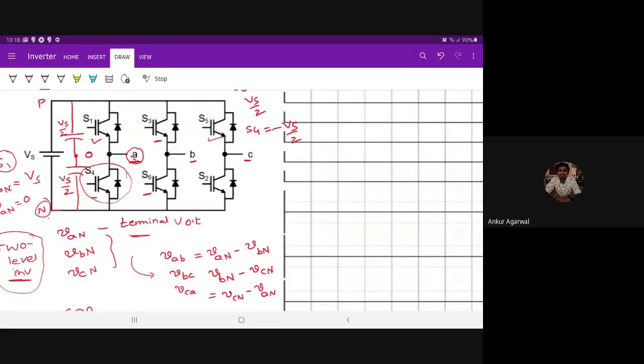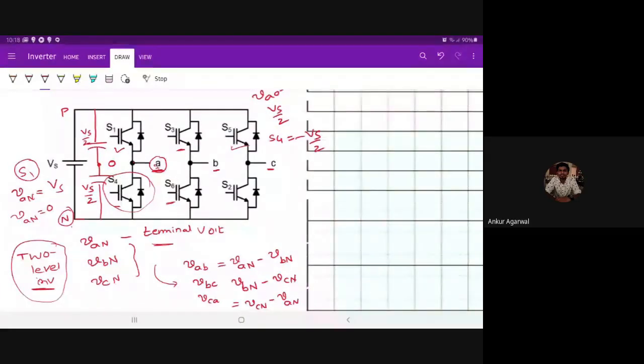What is the purpose of this fictitious node, sir? What is the purpose of the fictitious node that you mentioned in the last class? This fictitious node is used for analysis. You cannot directly obtain this A and B. See here, for example, S1 is on and S3 is on. What is the voltage VAB?